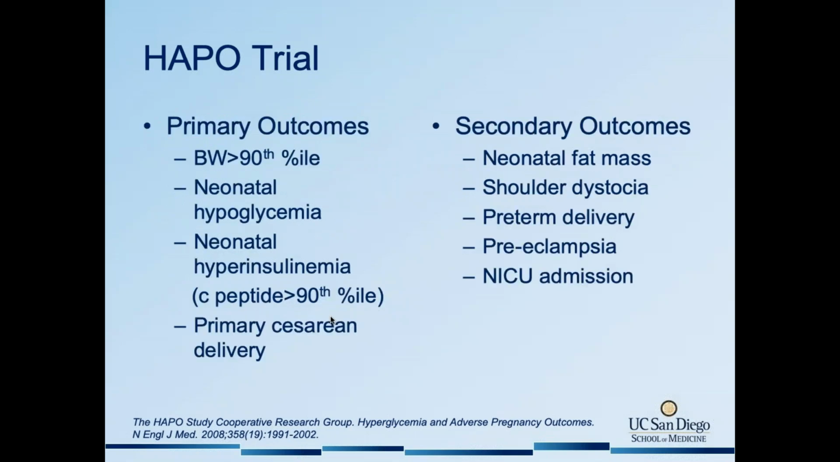The primary outcomes of the HAPO trial were actually neonatal: birth weight at greater than the 90th percentile, neonatal hypoglycemia and hyperinsulinemia, as well as the rate of primary cesarean delivery. The secondary outcomes were things we're familiar with but less rare, for example, neonatal fat mass, shoulder dystocia, preterm delivery, preeclampsia, and ICU admission for the neonates.